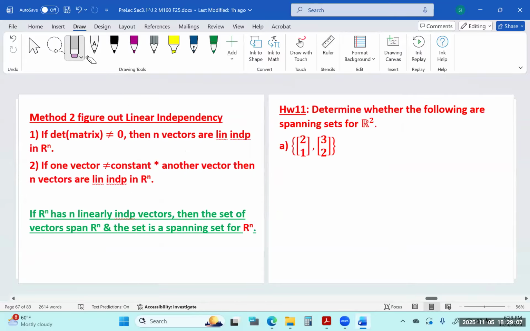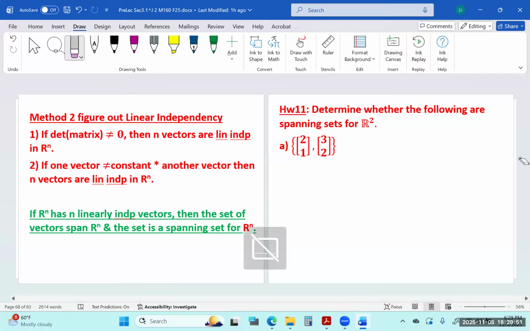A lot of information. But now let's have some fun. Determine whether these vectors are a spanning set for R2. So in order to be a spanning set, a requirement is that they have to be linearly independent. So are (2, 1) and (3, 2) linearly independent? Yes. How do you know? The one isn't a constant multiple of the other. There is no way you can multiply (2, 1) by something and turn it into (3, 2). It's not possible. So when you're in R2, your life is easy.